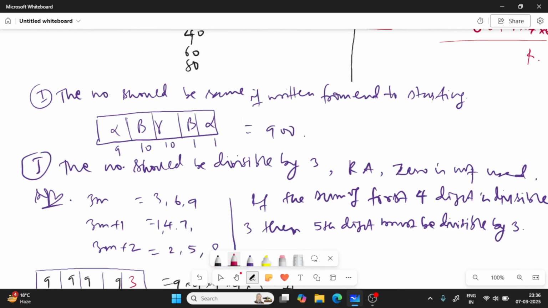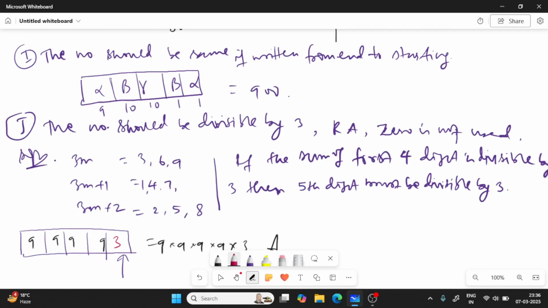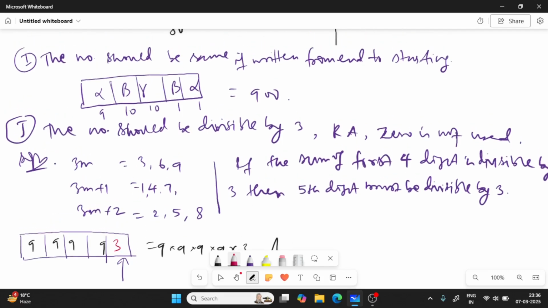Now, the next question is: the number should be the same if written from either end, that is, a palindrome. Suppose here we have used alpha, beta, gamma. Here again the same beta will be used and the same alpha would be used. Whatever number has been used at these places will be used at the last place, second last, and so on. So how many ways to put alpha? A total of 9 ways, because 0 cannot be put here. Anything can be used, so 10 ways, 10 ways.